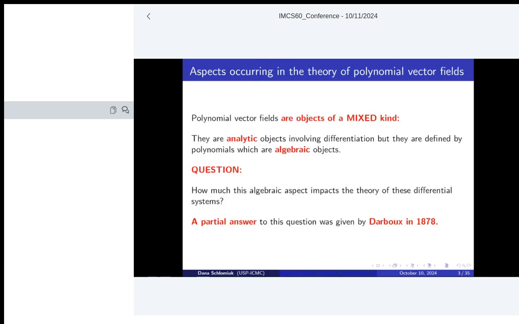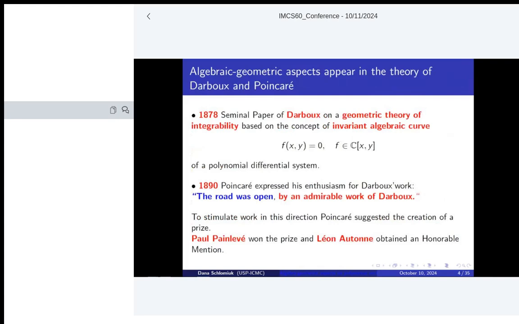Polynomial vector fields are objects of a mixed kind. They are algebraic objects because they involve polynomials on the right-hand side of the equations. And of course, they are analytic because we involve differentiation. The first question which arises is how much this algebraic aspect impacts the theory of differential systems. A partial answer to this question was given by Darboux in 1878, in a seminal paper, where he gave a geometric theory of integrability based on the concept of invariant algebraic curve.